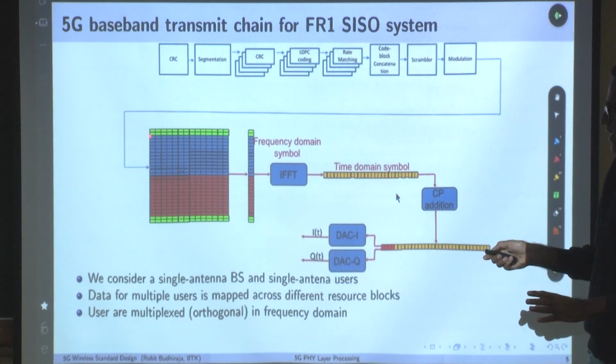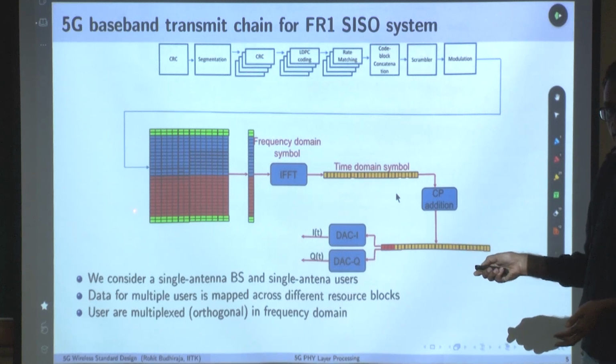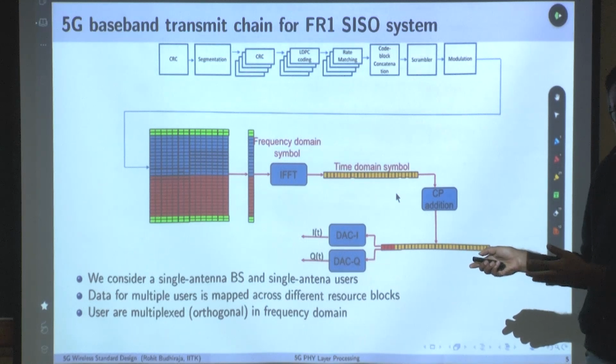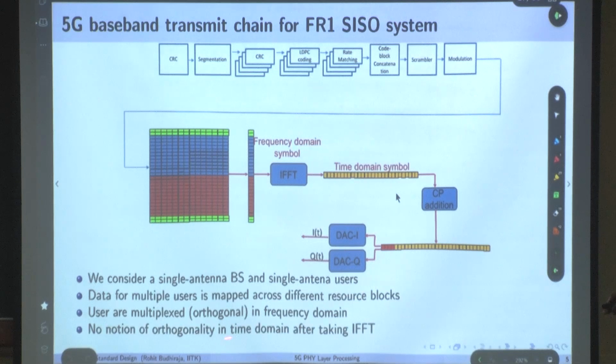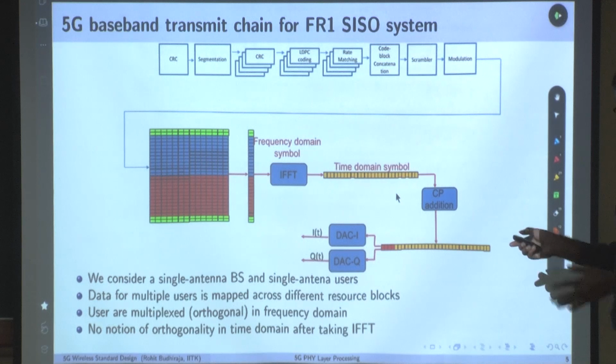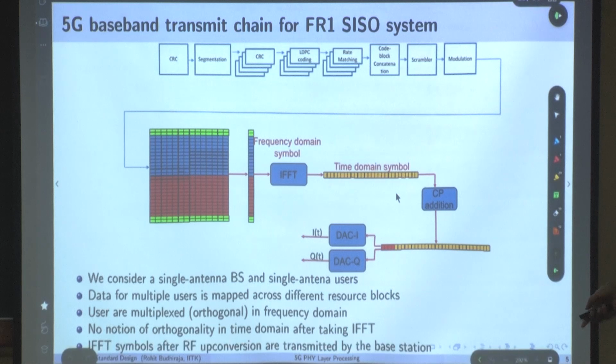That's where, in the frequency domain, even at the receiver, this user will know this is my data, and another user will know this is its own data, but only in the frequency domain. There is no notion of orthogonality in the time domain after taking the IFFT. Here you cannot figure out what the different users are. Once you have taken this IFFT, all this gets moved to the time domain, and they are not orthogonal. The orthogonality is only in the frequency domain.